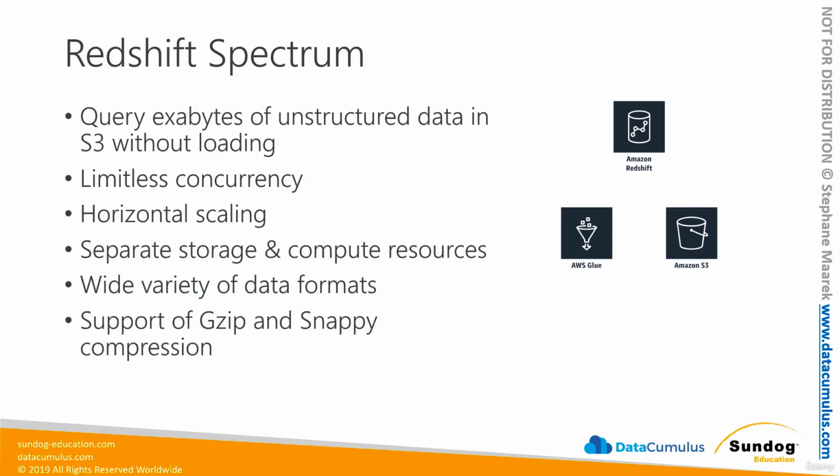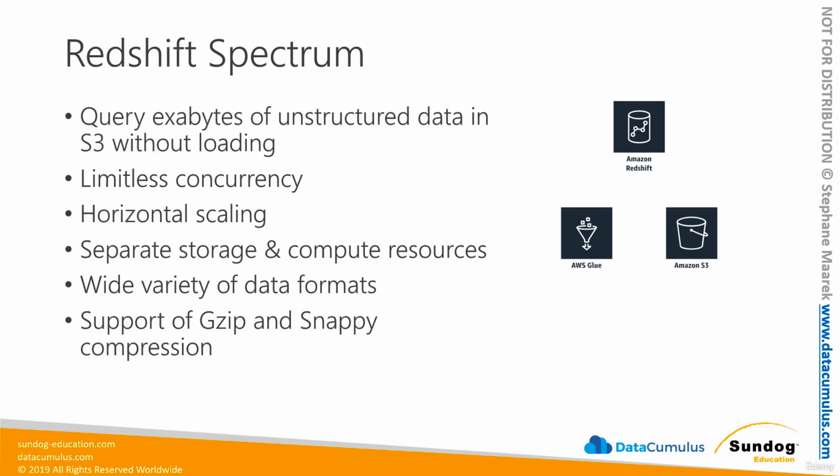So it's really cool. It allows you to run queries against exabytes of unstructured data in S3 without the need to load that data into the Redshift cluster itself or to transform that data in any way. It provides limitless concurrency by allowing multiple queries to access the same data simultaneously in S3. It can scale out to thousands of instances if needed, so your queries will run quickly regardless of data size. And it lets you separate storage and compute capacity, allowing you to scale each independently. So with Spectrum, all of your storage is being done in S3. Spectrum is just doing the compute part of analyzing that data.